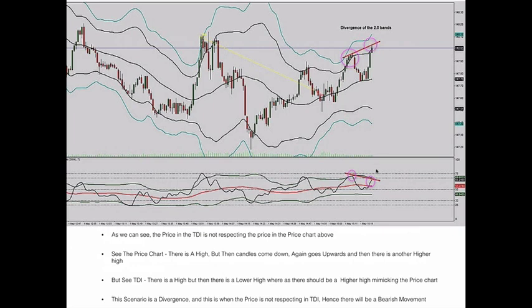But what is happening in the TDI is strange. It goes up, comes down, and it has climbed just till here. So the TDI should look something like this. I mean, this high should be higher than this high, but that's not the case. The TDI is not respecting the price. There is this high, then it comes down just like this, but when it goes back, it is not above this. I mean, it should be above this, right? But it is not. So that means the TDI is not respecting the price in the price chart above.